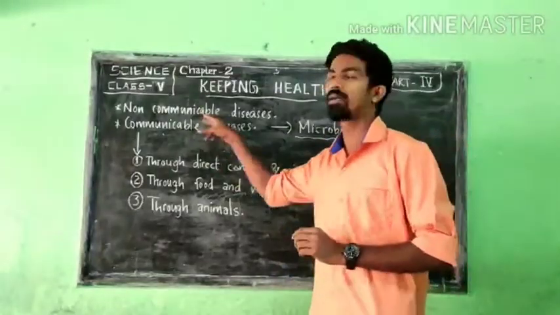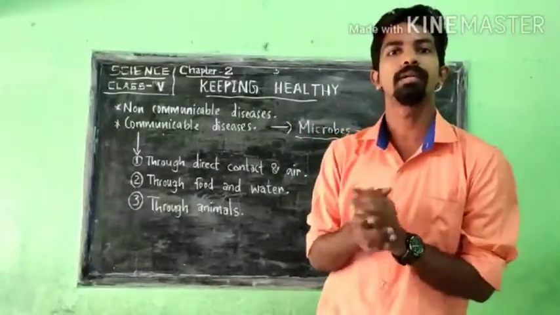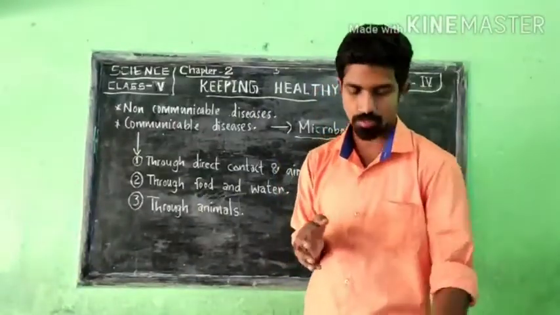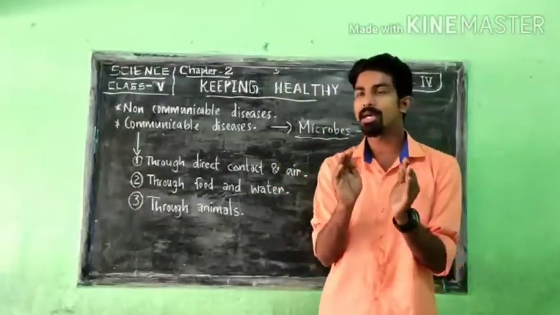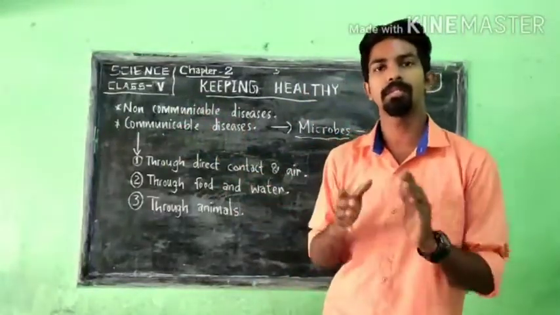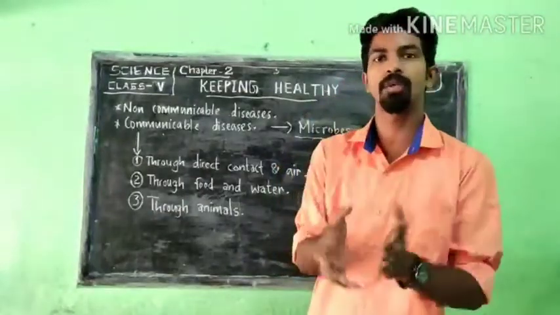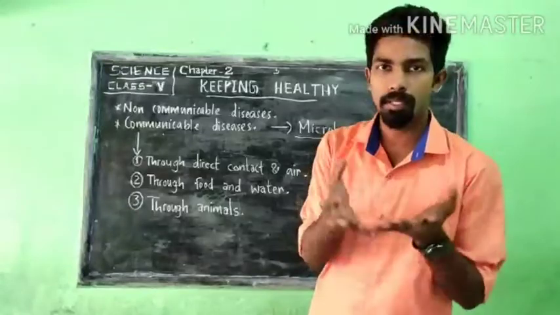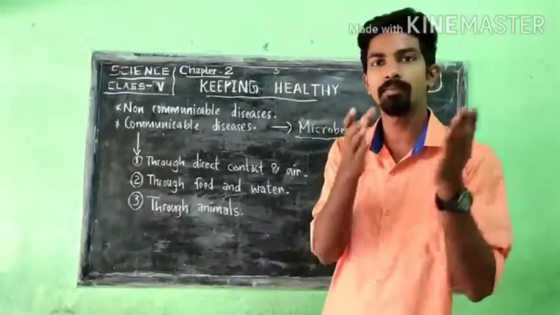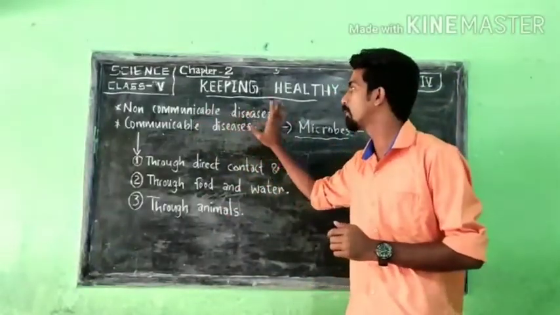A deficiency of vitamins and minerals results in different types of diseases like scurvy, rickets, brittle bones, goiter, anemia, etc. Those are the diseases which cannot spread from one person to another. If you sit and talk with a person who has rickets or brittle bones, or eat from the same plate, the disease will not spread from that person to you. Such types of diseases are called non-communicable diseases.